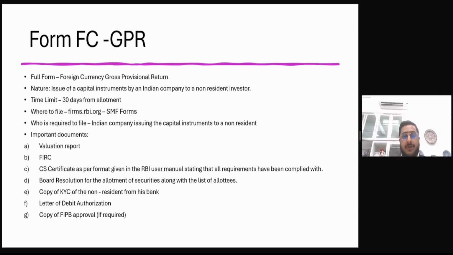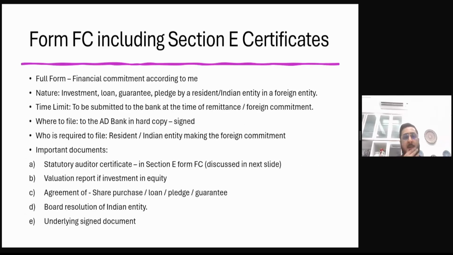A board resolution of the company who is allotting the shares is a must. A copy of the KYC of the non-resident from his bank. When you're dealing with a non-resident and money is coming into India, you require the KYC of the non-resident from his foreign bank. A letter of debit authorization, that means the Indian entity has received the money, so that confirmation should be there, or at least the bank statement of the Indian entity showing they have received the money. If FIBB approval is required, then a copy of the approval. Form FC, we have discussed in detail, so we'll go ahead.